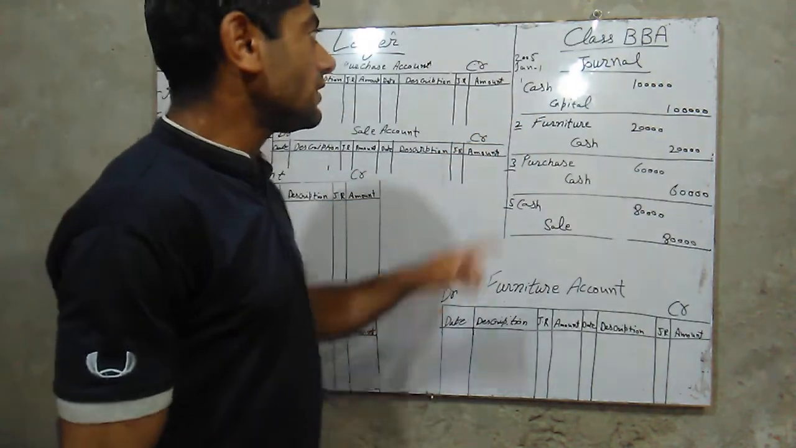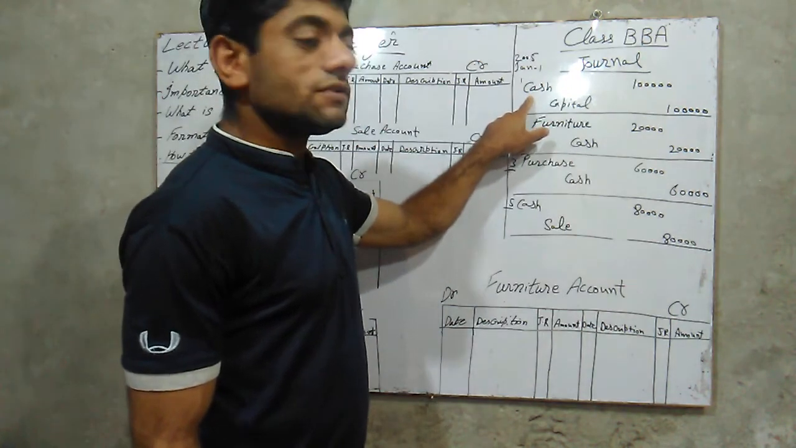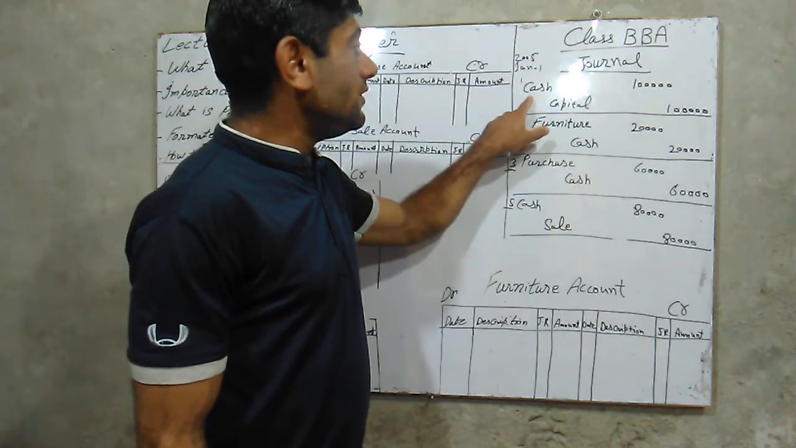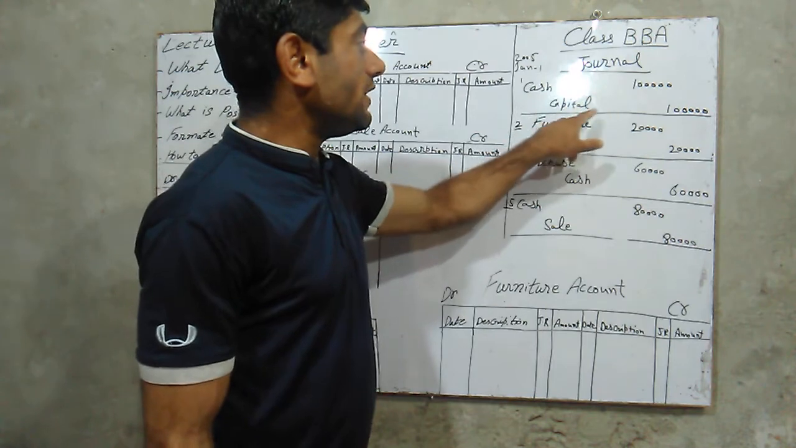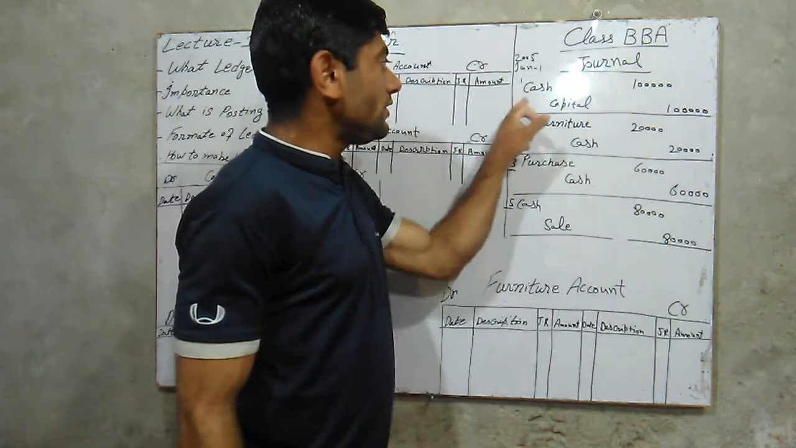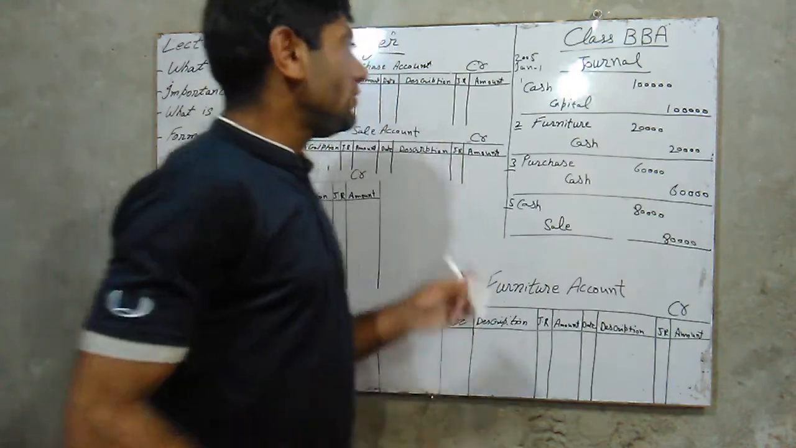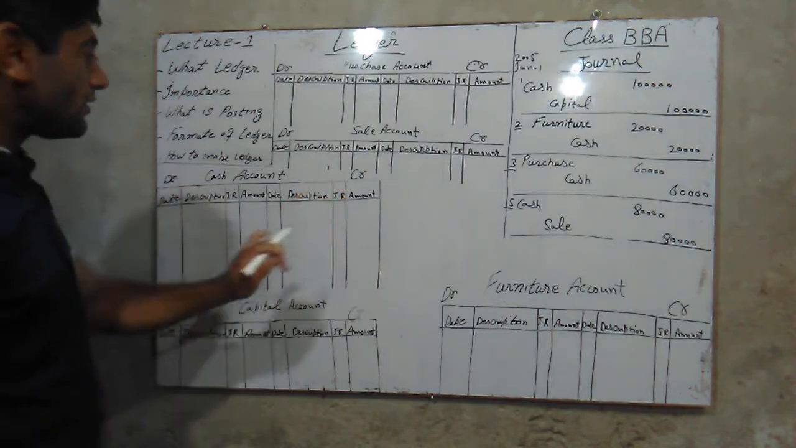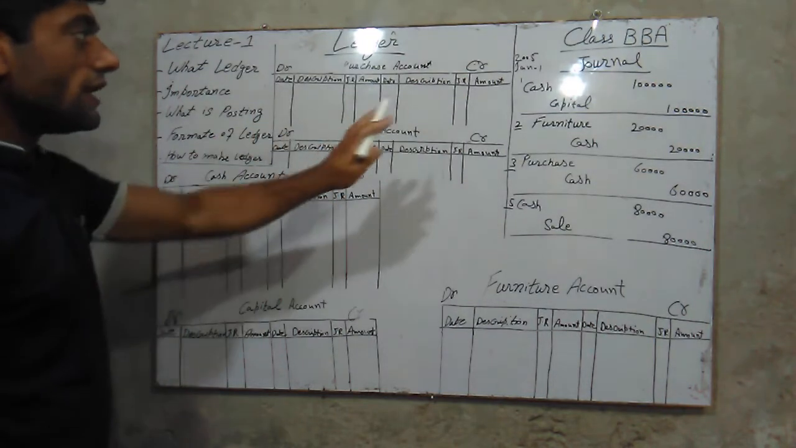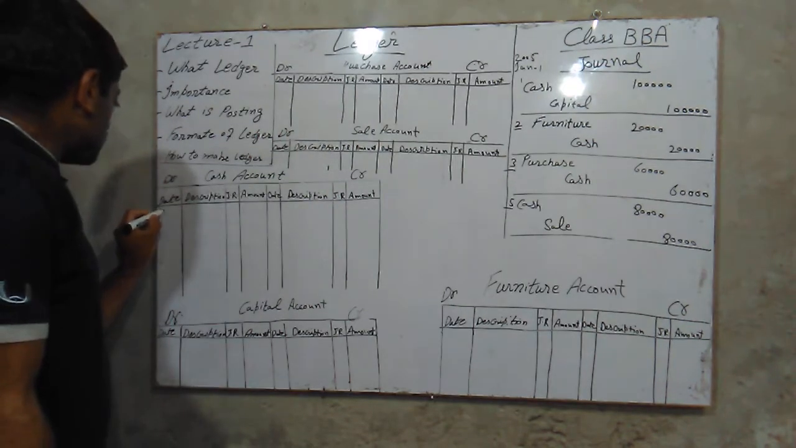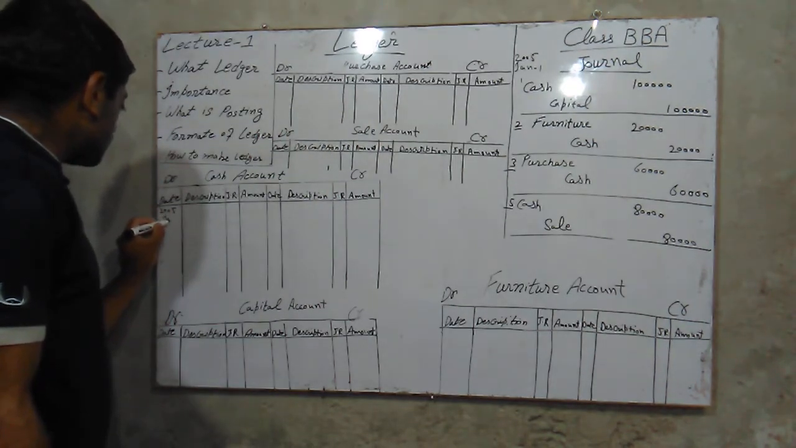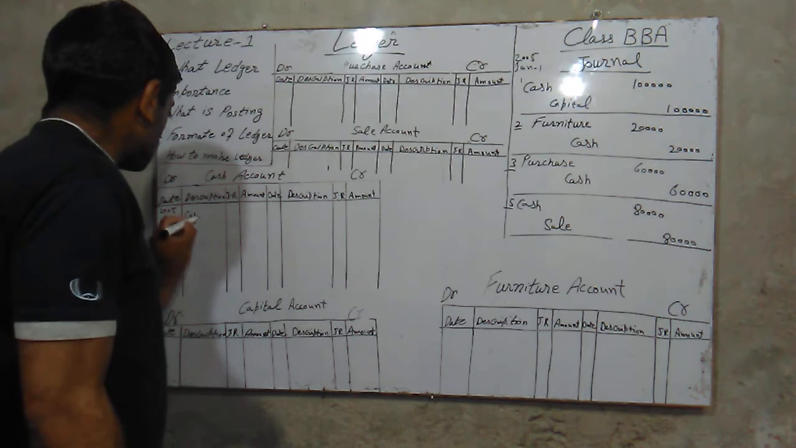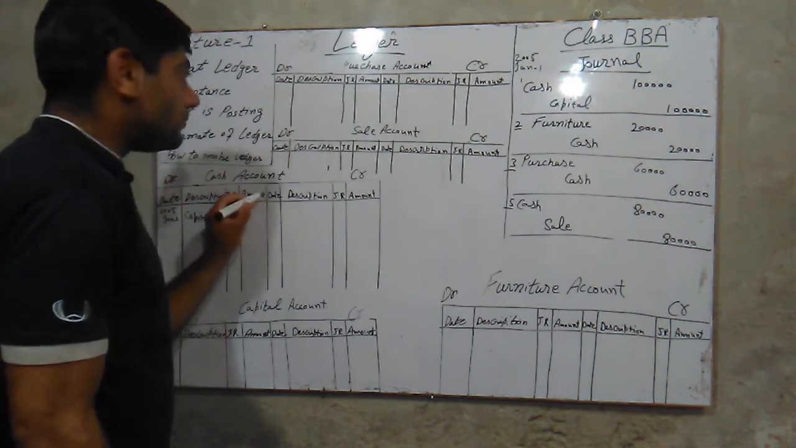Now we discuss this. The first entry is cash. On 2005 January 1st the transaction is started a business with cash of 1 lakh: cash debit and capital credit. So how to post this entry in the ledger? First you mention the cash account, we have already made a format of all accounts. So cash account, cash debit, 2005 January 1st, cash debit due to capital. The amount is 1 lakh.